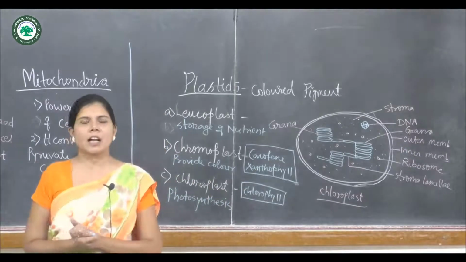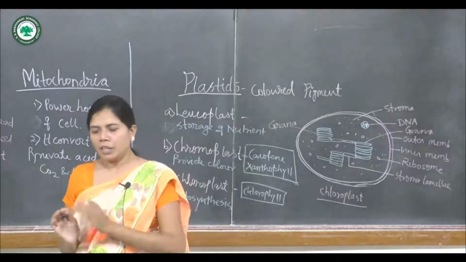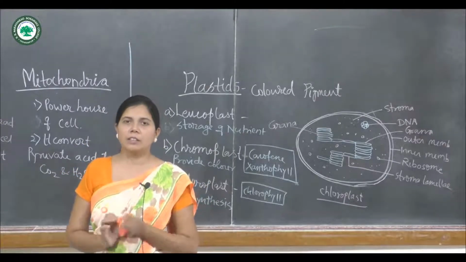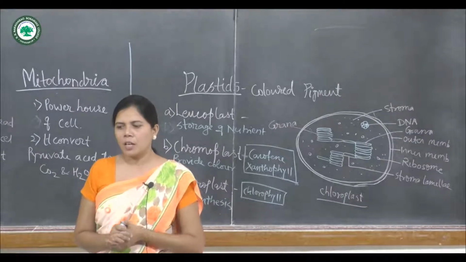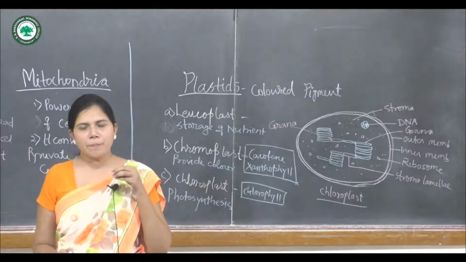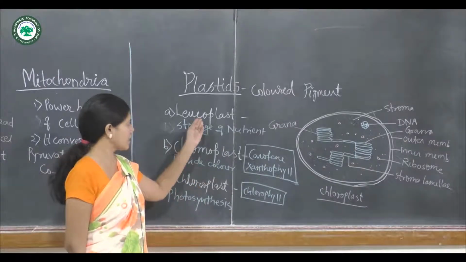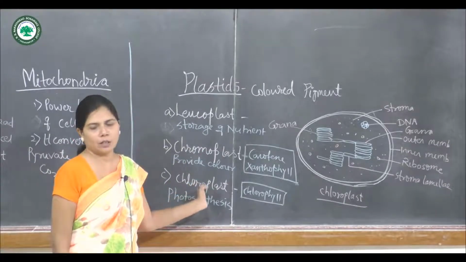The plastids are known as the color pigments. According to the different colors, they are three types, according to the pigment present in them. The first one is the leucoplast, the second one is the chromoplast, and the third one is the chloroplast.